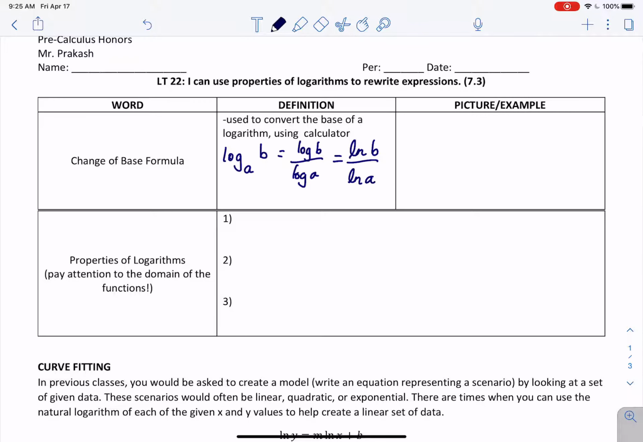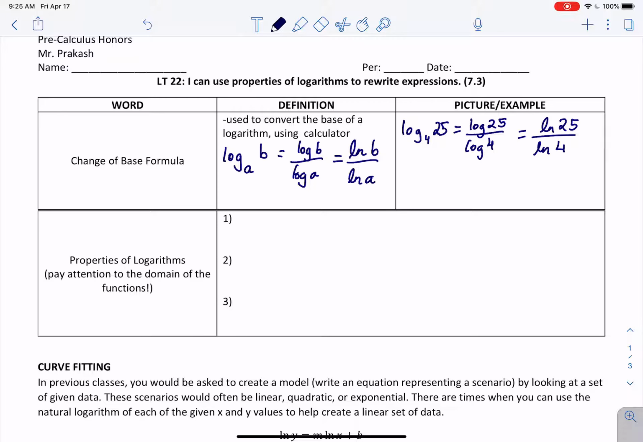So for example, if I asked you to find log base 4 of 25, that would be the same as log base 10 of 25 divided by log base 10 of 4, or natural log of 25 divided by natural log of 4. And then you could type that in your calculator much easier and get the decimal approximation for it.